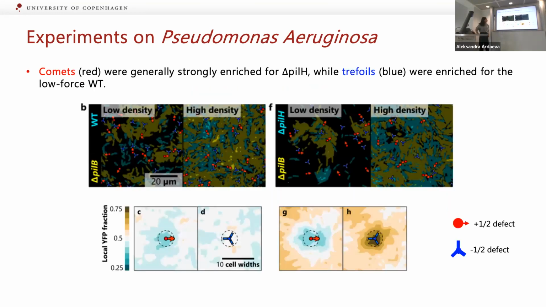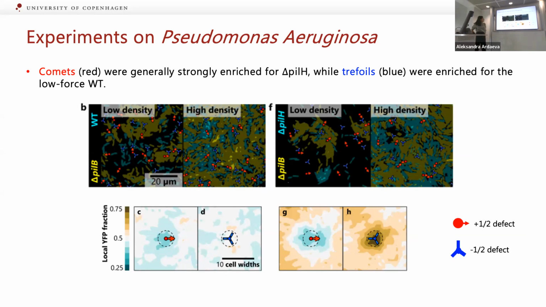And what they looked at is the average concentrations around the defect. So here you have positive and negative defects. These are for two different types of experiments. And what they saw is that plus half defects were enriched with more active strains of bacteria, whereas minus half defects, so the non-motile ones, were enriched with the slower strain.